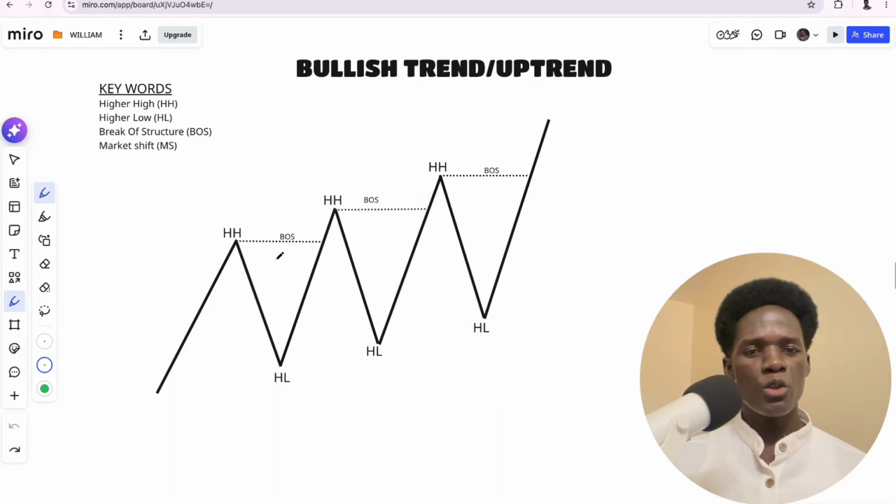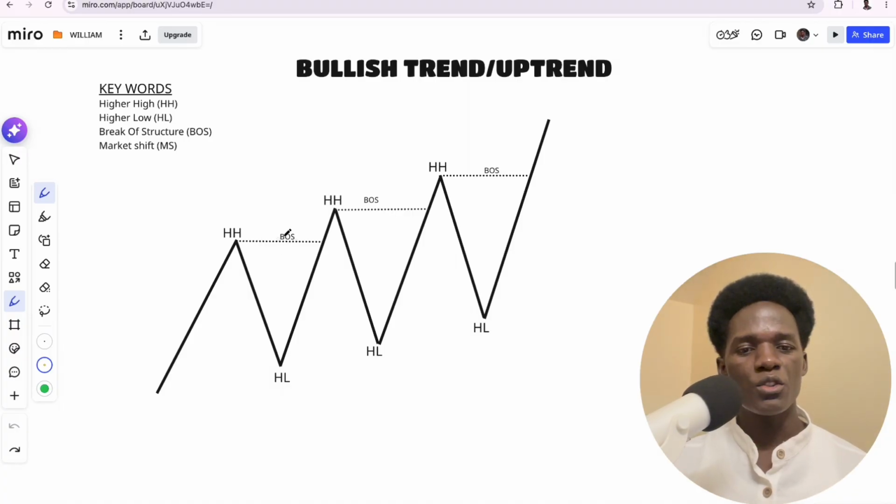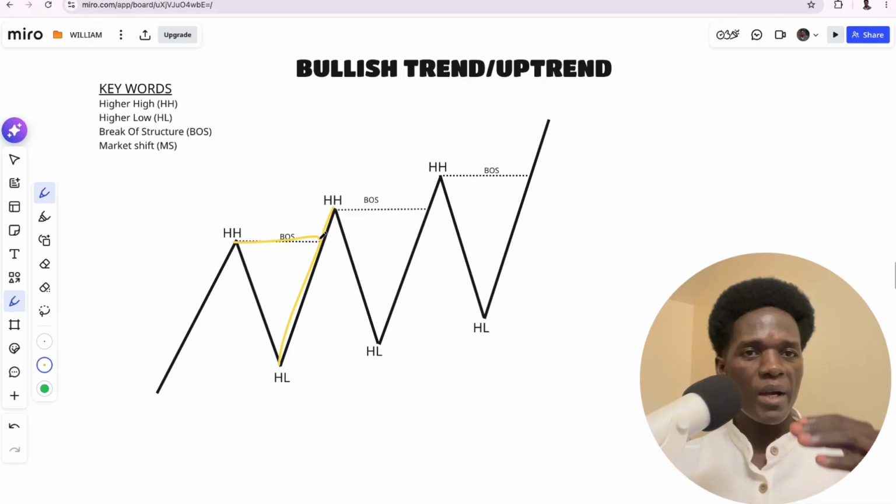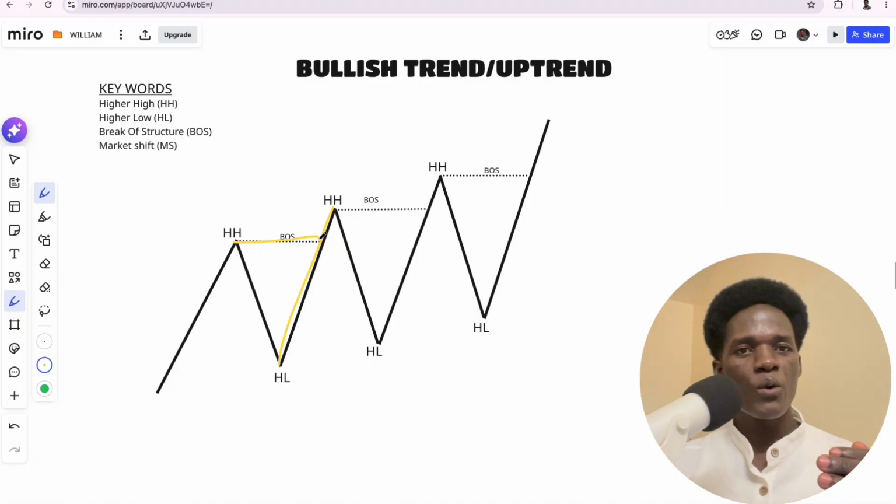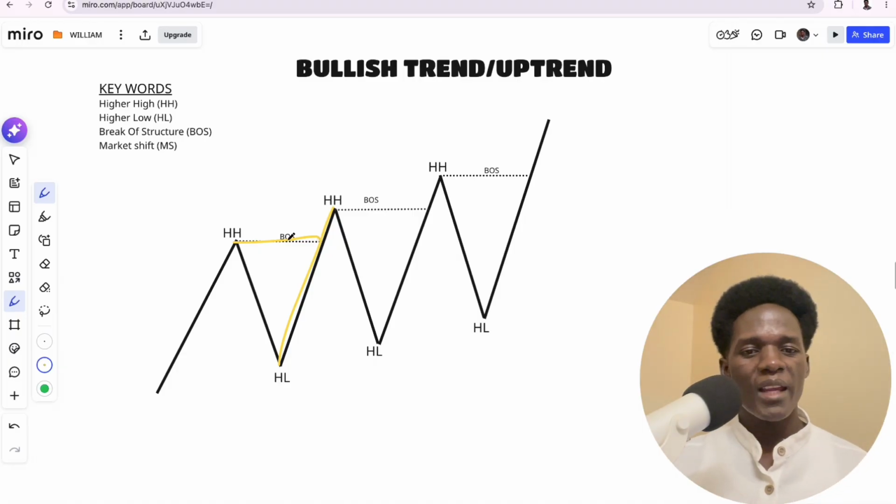So let me show you one important thing, guys. This is called a break of structure. Why is it called a break of structure? It is because when the price goes up and breaks through this previous high, the significant high, this becomes a break of structure.